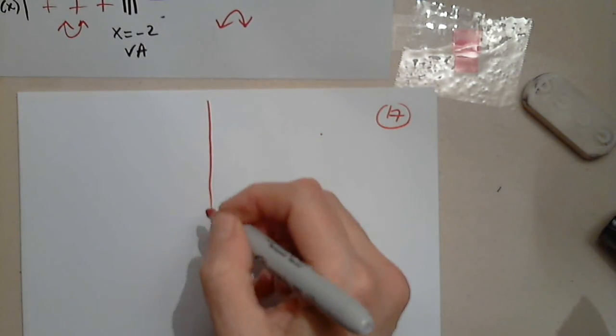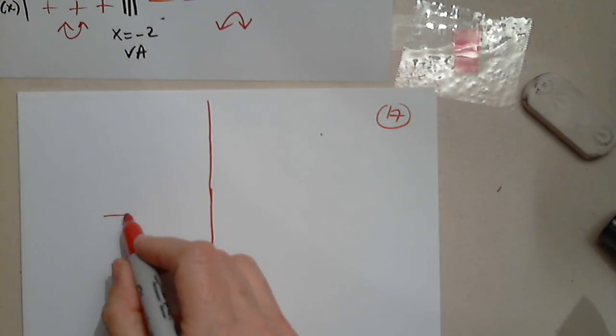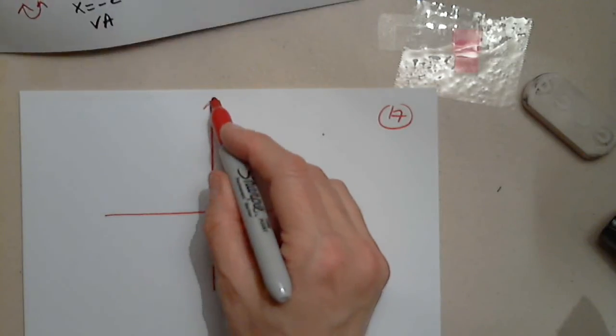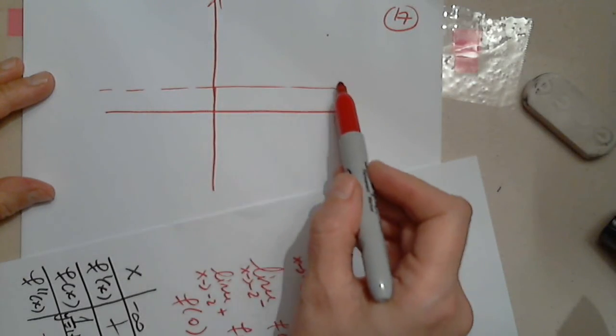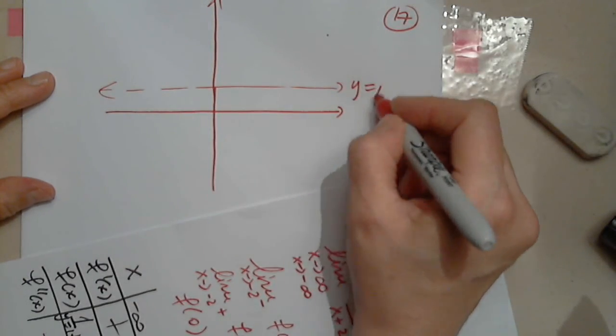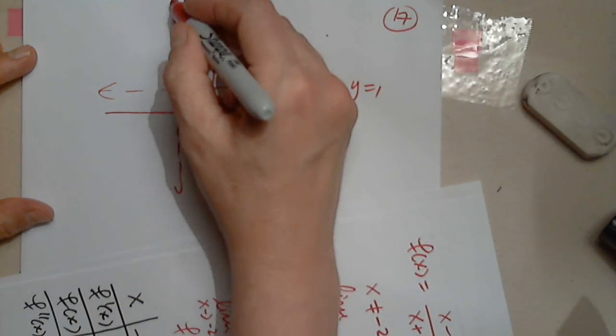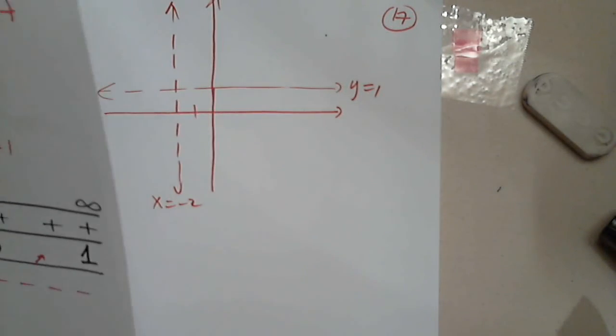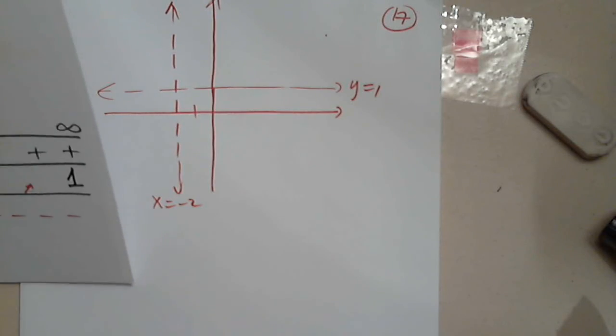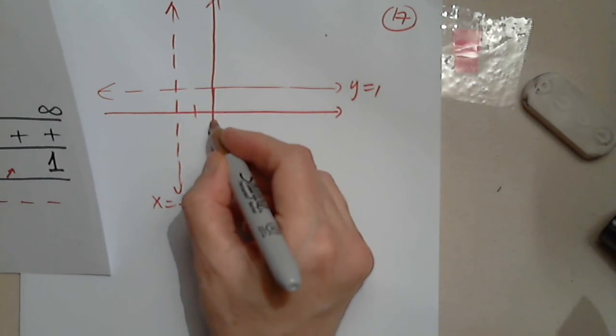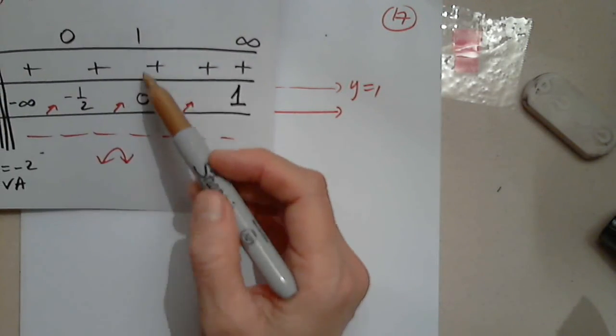When we graph functions with asymptotes, we have to start by graphing the asymptotes. There is a horizontal asymptote at 1, and there is a vertical asymptote at negative 2. We do have 2 points: 0 for x, negative 1/2 for y, and 1, 0.